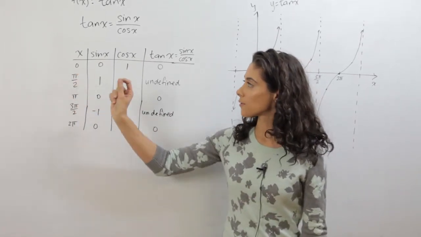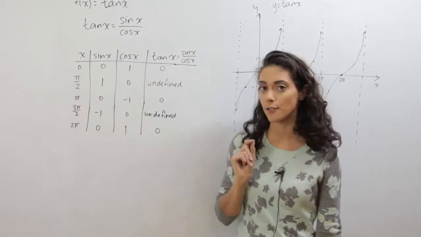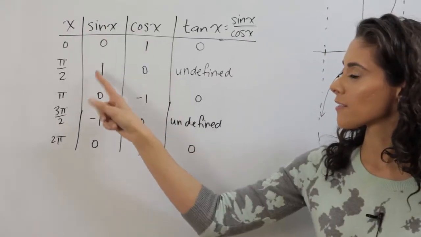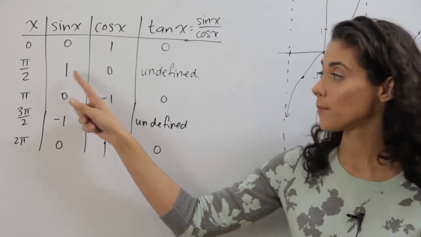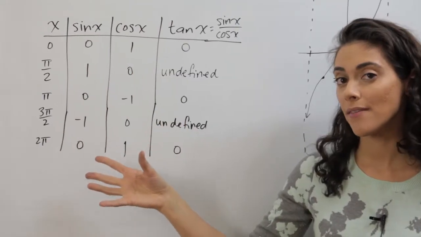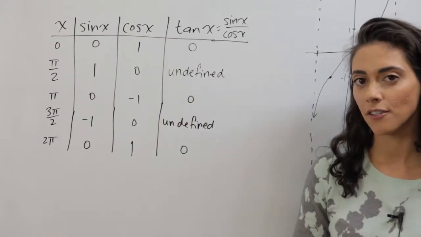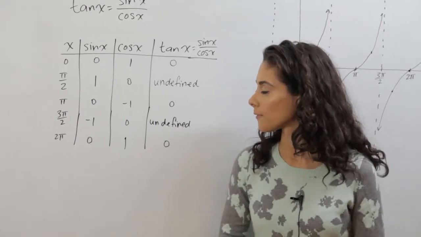When x is equal to 0, if I divide sine of x by cos of x, I get 0 divided by 1, which is 0. But at pi over 2, sine of x is 1, while cos of x is 0. Now if you recall, if I try dividing 1 by 0, we can't have 0 in the denominator, and for that reason, we say that tan of x is undefined at that value. And what happens is we actually get a vertical asymptote on the graph.